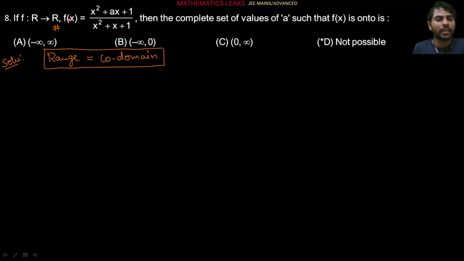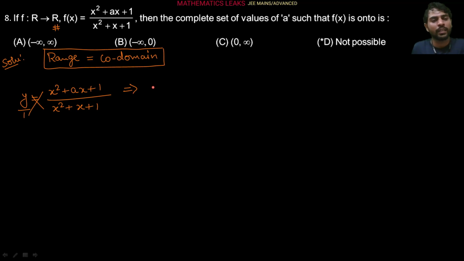So when we are finding the range, we are going to replace f(x) by y. So we can write y equals (x square plus ax plus 1) upon (x square plus x plus 1). So let's do cross multiplication of these two. So what we are getting from here? x square plus ax plus 1 minus x square y minus xy minus y.